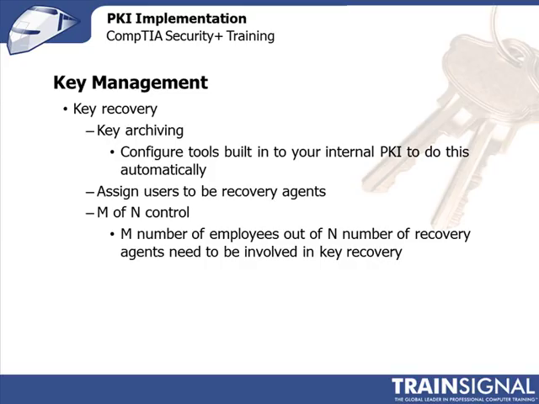In your policy, you want to specify what's called M of N control. We don't just want one person responsible for key recovery for two reasons. One, they could abuse this power. And two, what if they're unavailable? That's where M of N comes in. M, number of employees, out of N, number of recovery agents, needs to be involved in key recovery. This is separation of duties. An example? If we make 5 employees recovery agents, we can configure it so that 3 of them need to be present to recover a lost private key. So that would be 3 out of 5, M out of N.